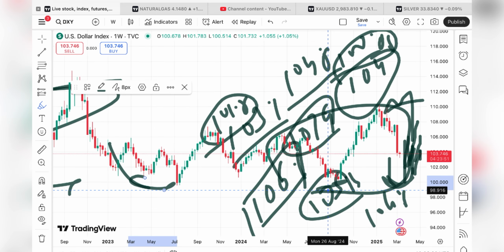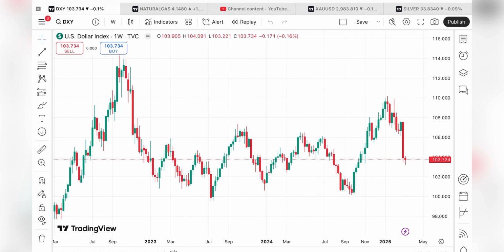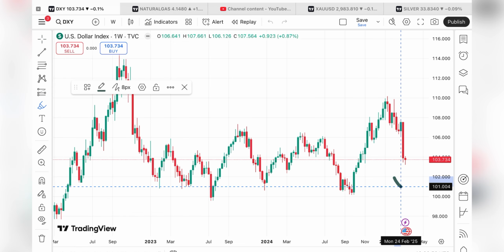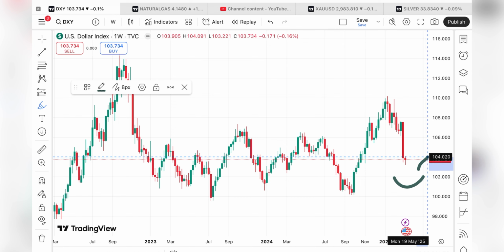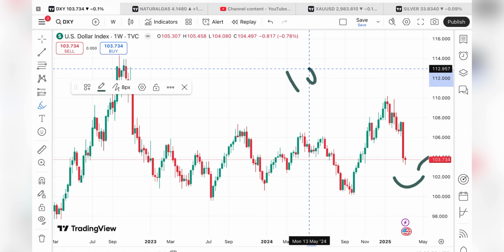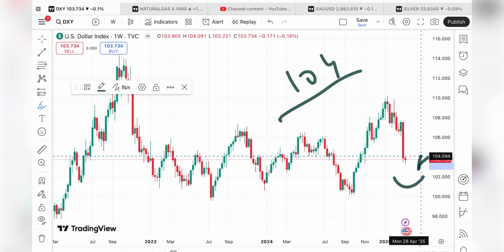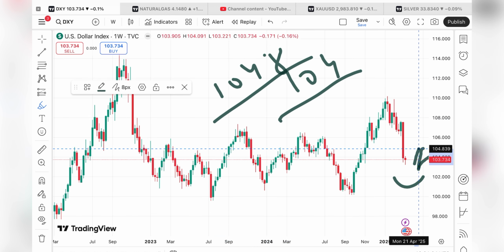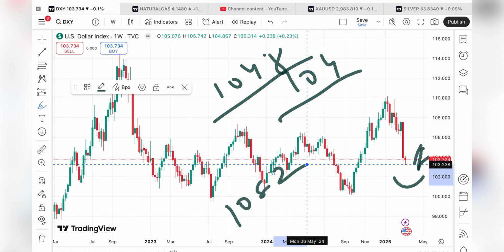If you look at the dollar index, it is now trading at a level of $103.7, and a swing has formed. If the price sustains this level, it can touch a level of 104, and if the price keeps moving above this level, the probability of going towards 104.8 will be there. Once the price moves above that level, a chance of touching 105.2 will be there.